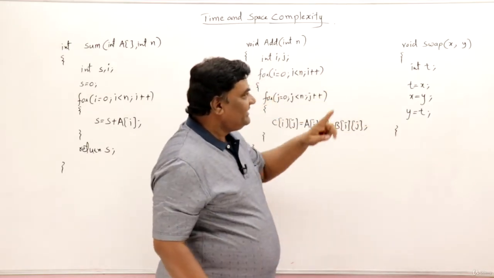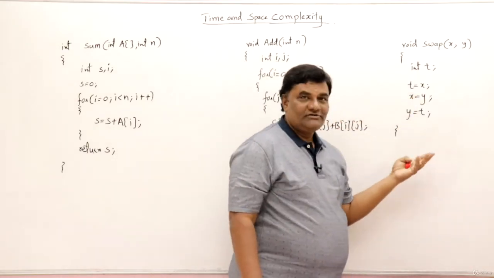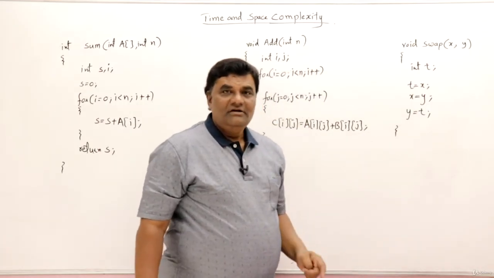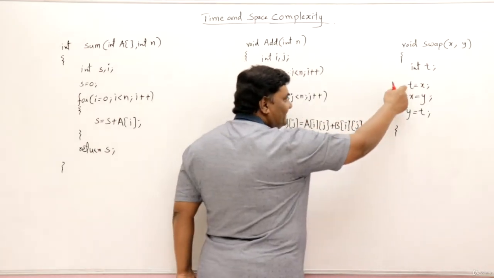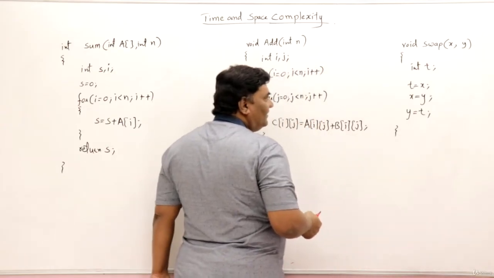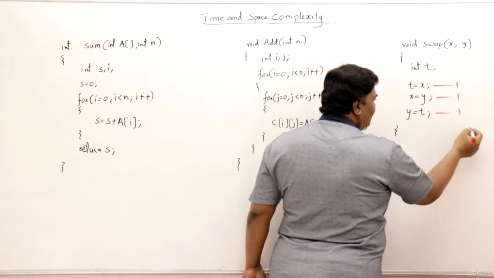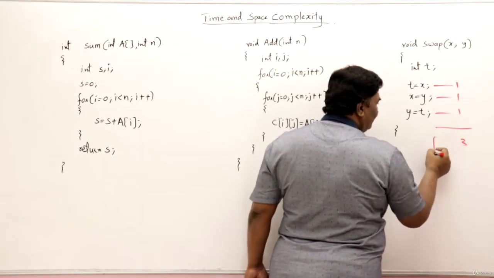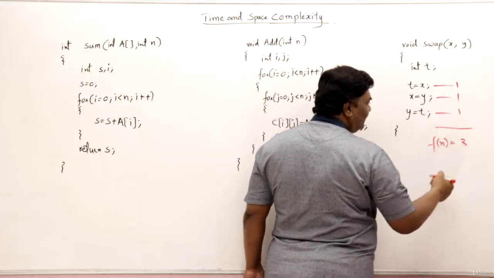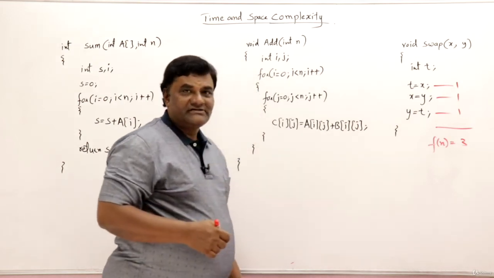This is a swap function taking 2 parameters and interchanging the values of x and y. What are the statements inside this? These are the 3 statements. How much time does each statement take? 1 unit of time, because it is just an assignment. So the total time is 3. So the function of n is 3. We got the time function as 3.